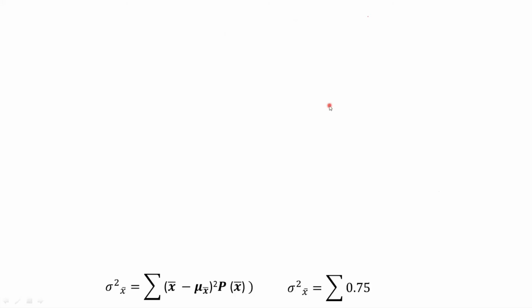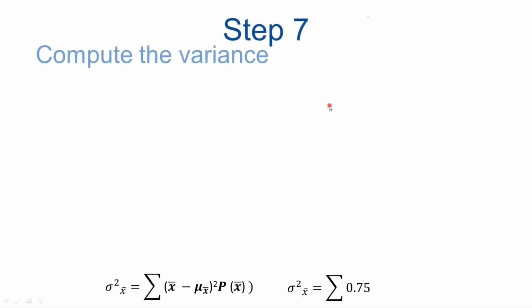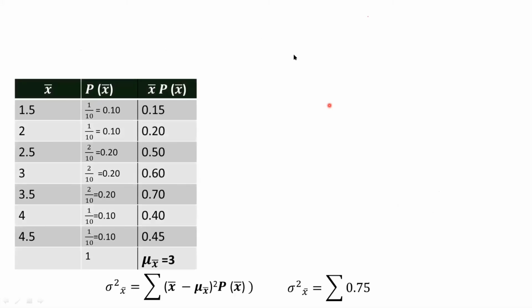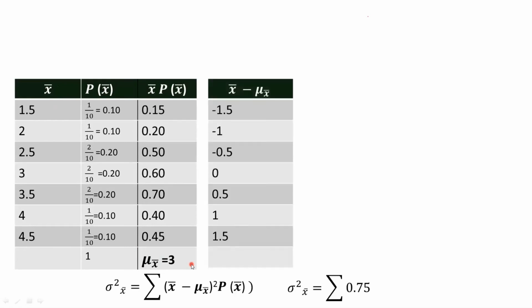So, next natin is step 7. So, meron na tayong mean. So, we will proceed to the variance. So, we have the table. Ito na yung nakuha natin kanina. Ayan. So, the sample mean, the probability mean, and of course, we have the mean of the sample mean. So, the next column is the mean minus the sample mean.